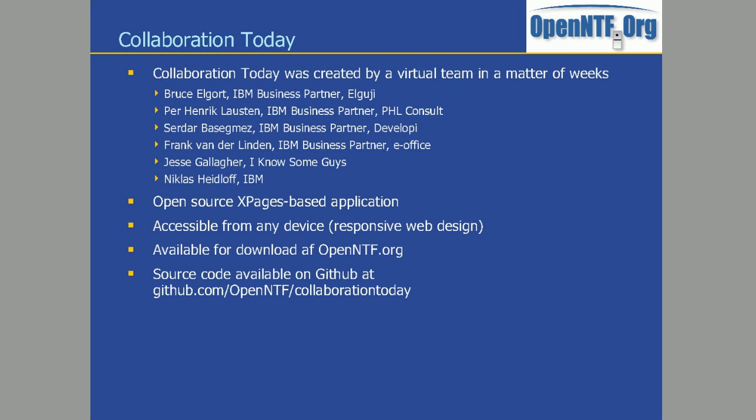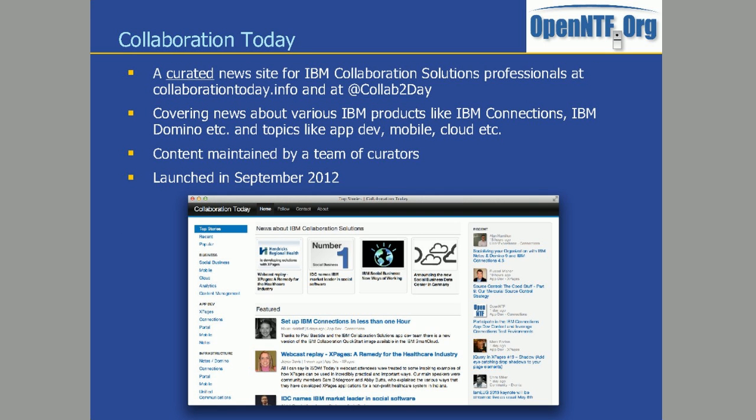The purpose of Collaboration Today is, we have curators that add stories to the site and add stories to different categories of the site. If you are interested in following Collaboration Today, you can of course follow the site itself, but you can also follow the stories on the site using feeds. We have feeds for recent stories, popular stories, editors' picks, etc., and also feeds for the individual categories on the site. So, for instance, you can follow stories on social business or stories on XPages, etc.